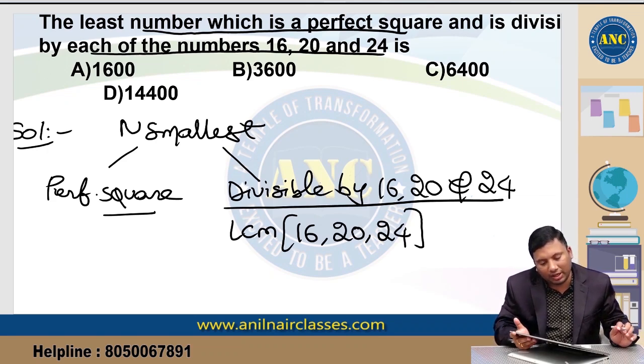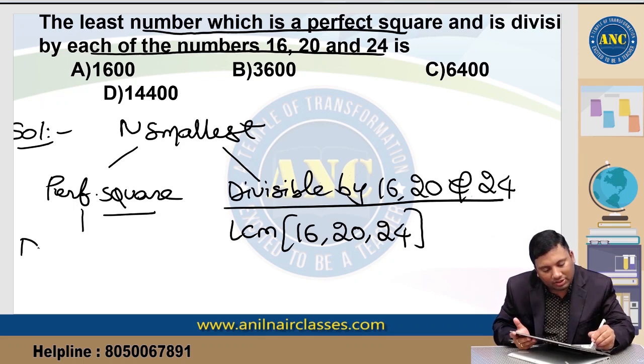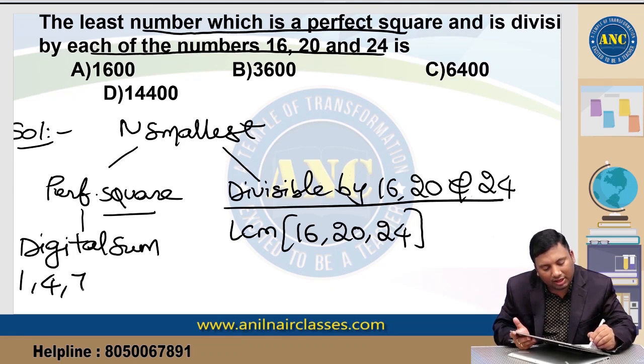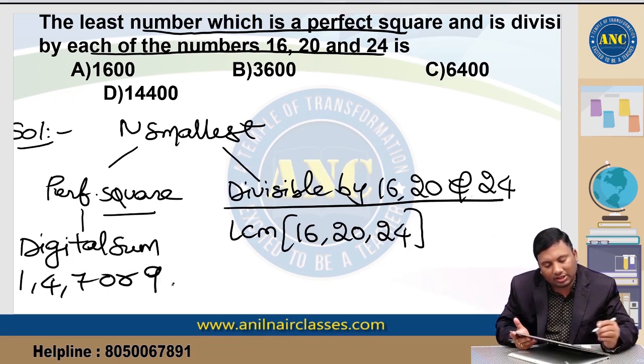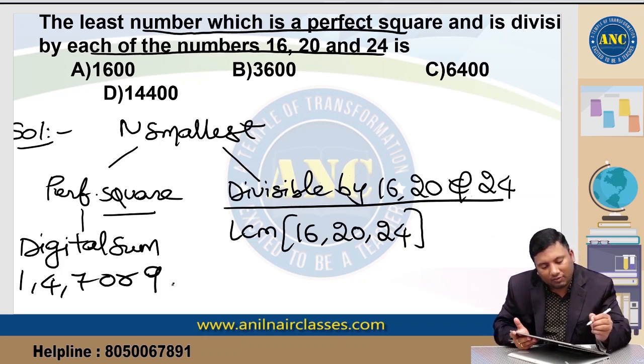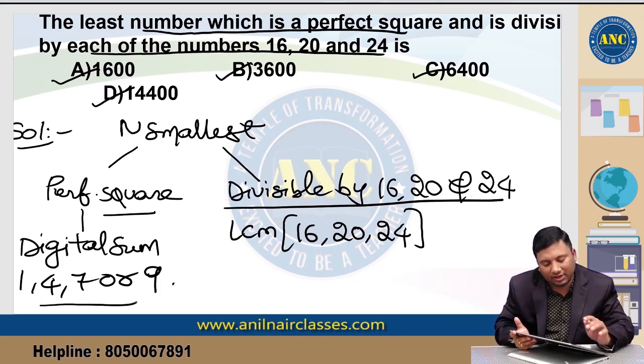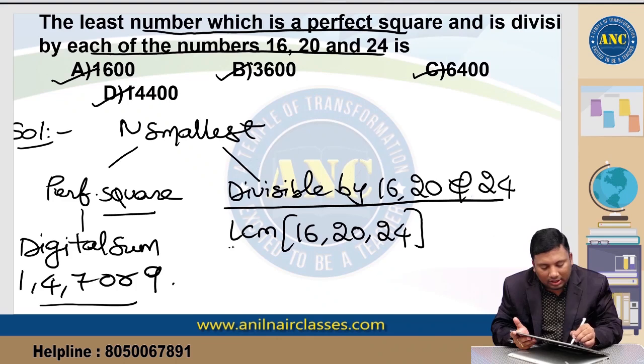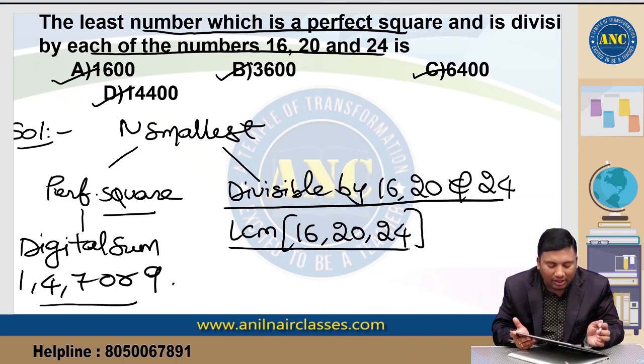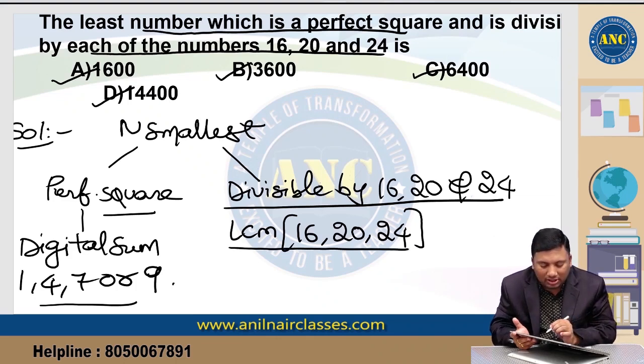First, it should be a perfect square. A perfect square's digital sum should be 1, 4, 7 or 9. This is 7, this is 9, this is 1 and this is 9. All the options are satisfied. Now it should be the LCM of 16, 20 and 24. Let us do it one by one.